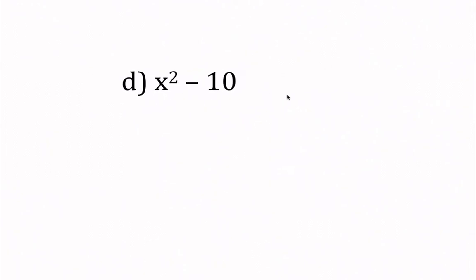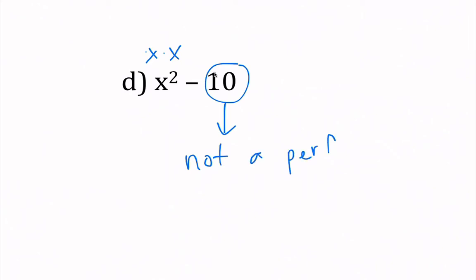Okay, on this one, I know that x squared is a perfect square because x times x. But 10 is not a perfect square. There is no number I can multiply by itself that would equal 10, which means I can't factor this one. So if I can't do it, move on. I can't do it. I can't factor it.